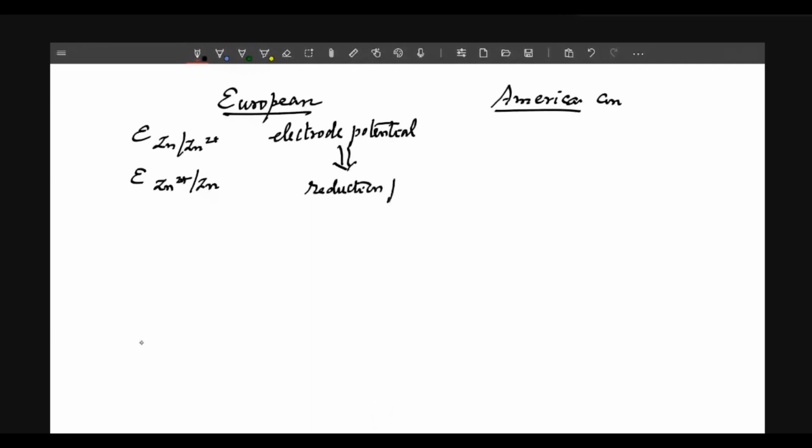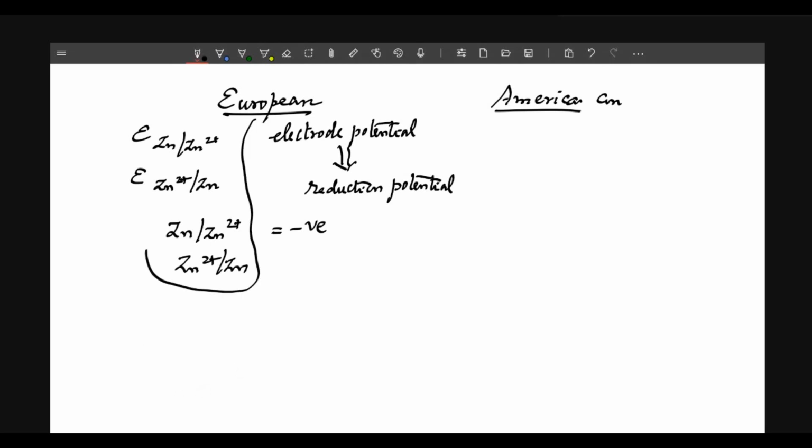For example, the metals all have negative reduction potentials. However you write it, Zn2+|Zn or Zn|Zn2+, in the European Convention it indicates only the reduction potential. They would call this the electrode potential only.